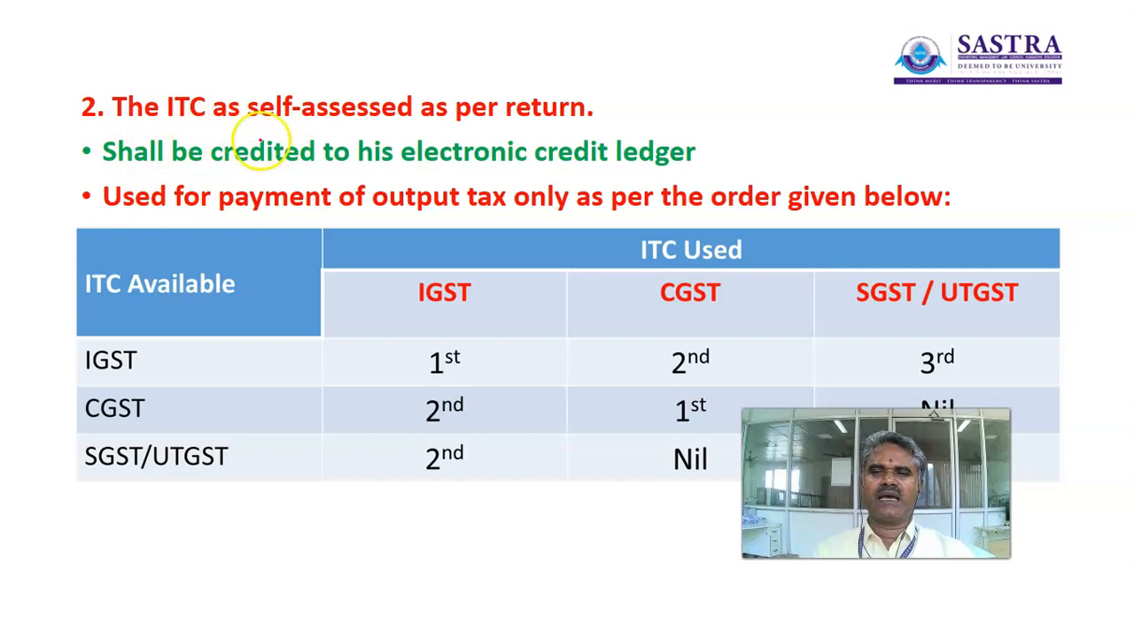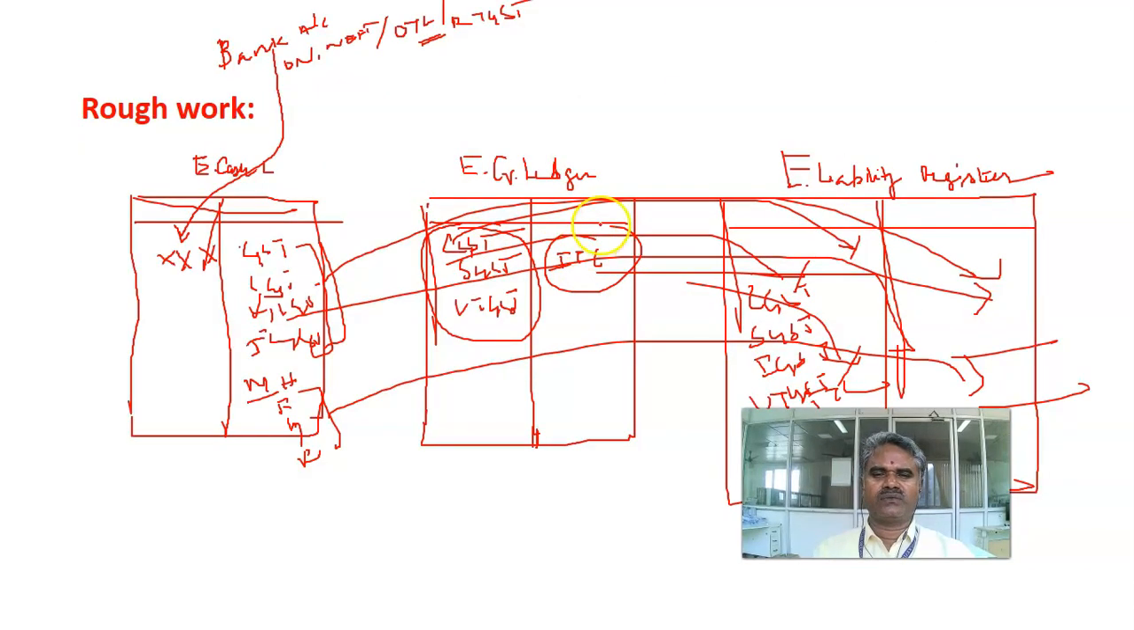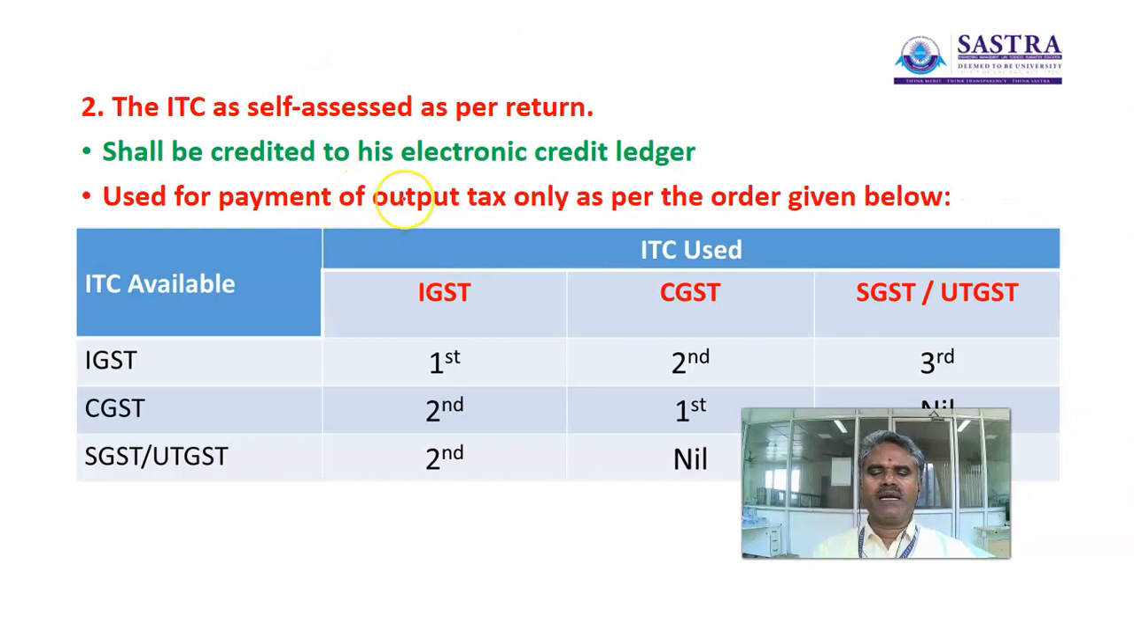Then the ITC as self-assessed as per the return. The input tax credit as self-assessed as per the return shall be credited to the electronic credit ledger. Already I told you ITC will be credited to the electronic credit ledger, but it has to be adjusted in the following manner. That is very, very important.